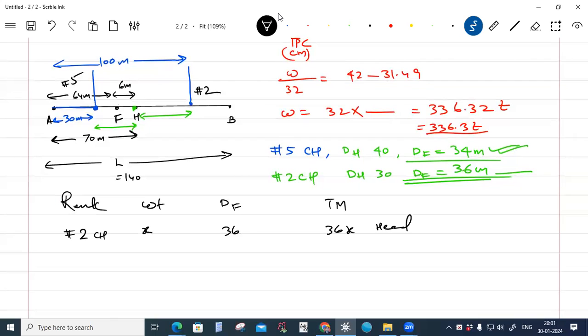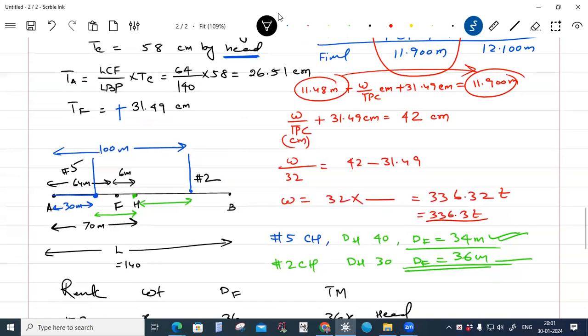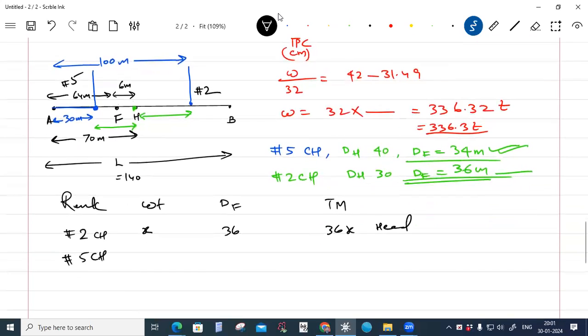Similarly, take number 5 cargo hold, and now the weight will be how much? We have already calculated: 336.3 minus x. And its distance is how much? Number 5 is 34. So now 34 multiplied by 336.3 minus x, and it will be by stern.